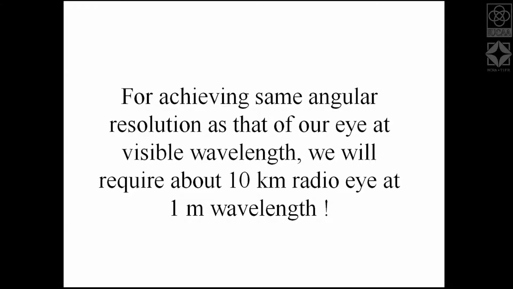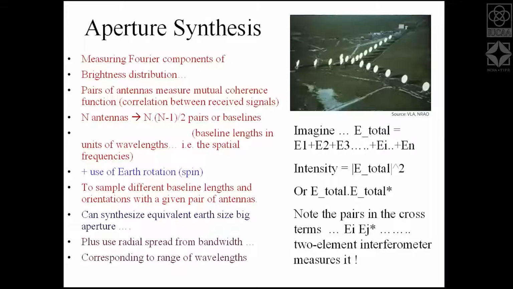If you translate that, the same lambda by d, where lambda has increased by orders of magnitude, you will find you will require a 10-kilometer radio eye to get similar resolution that we are used to at optical wavelengths with our human eye. Now, such a telescope cannot be built as a single piece or steered and so on. So instead of making measurements in the angular domain, we try to make measurements in its Fourier domain. So these can be understood as holographic measurements.